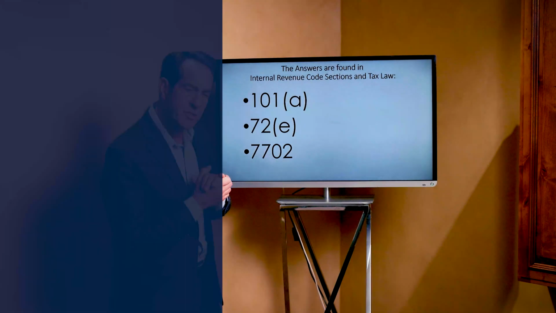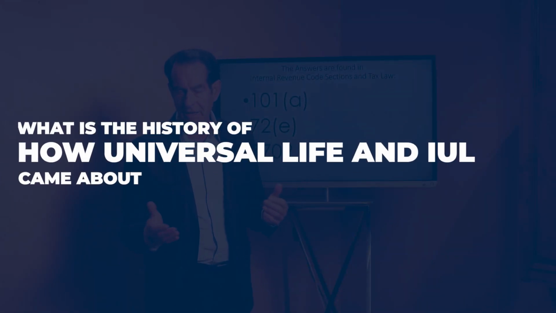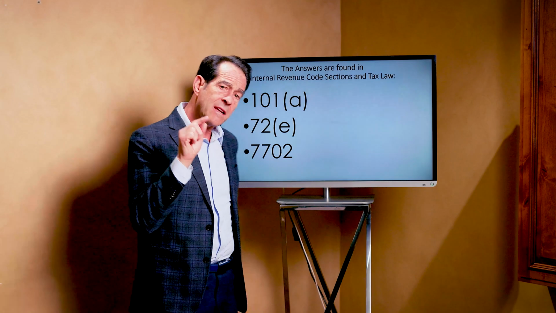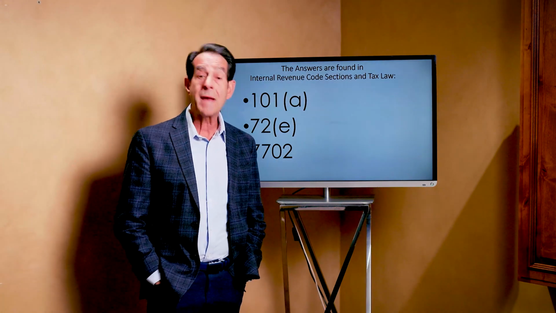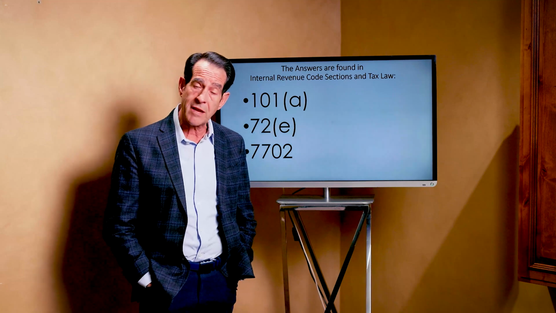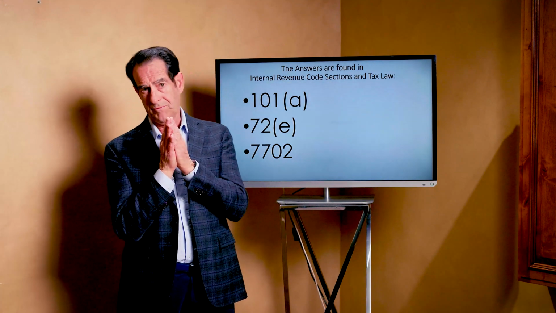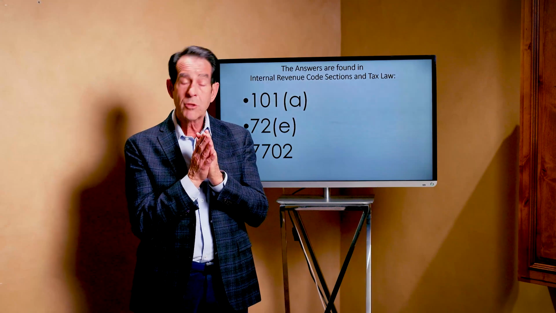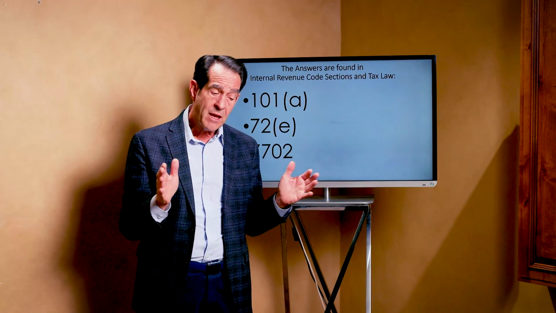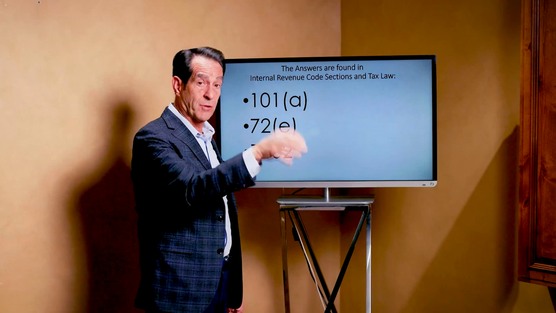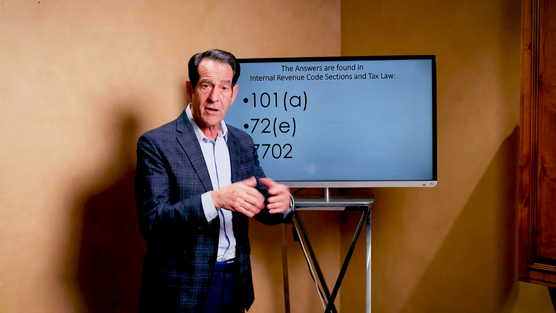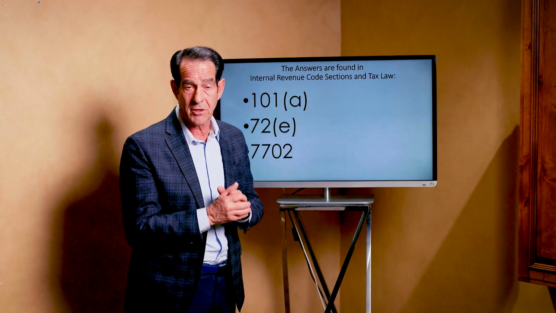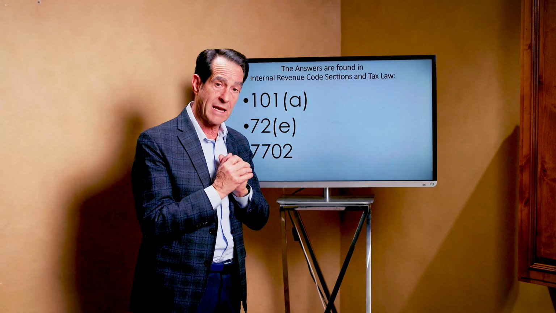What is the history behind universal life and indexed universal life? How did it come about? By the end of this video episode, you will understand why a properly structured, maximum funded indexed universal life insurance contract allows you, in the Internal Revenue Code, to accumulate your money tax-free. You can access your money tax-free, including all the gain. And when you ultimately pass away, anything left in there blossoms, increases in value, and transfers totally income tax-free.